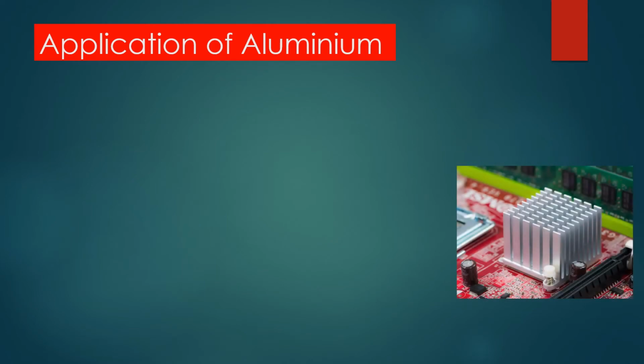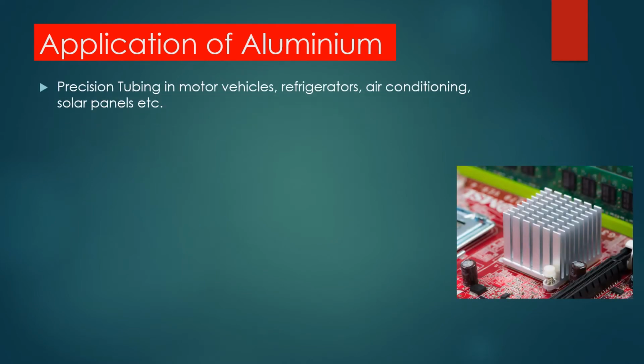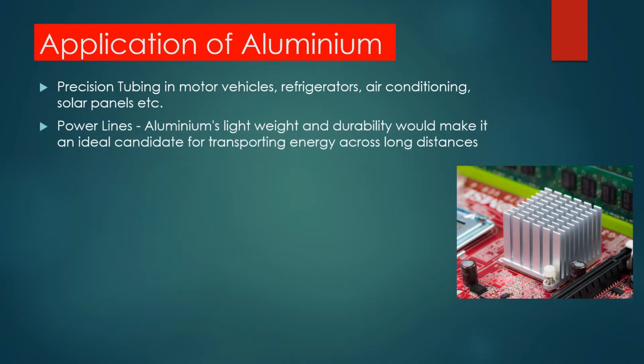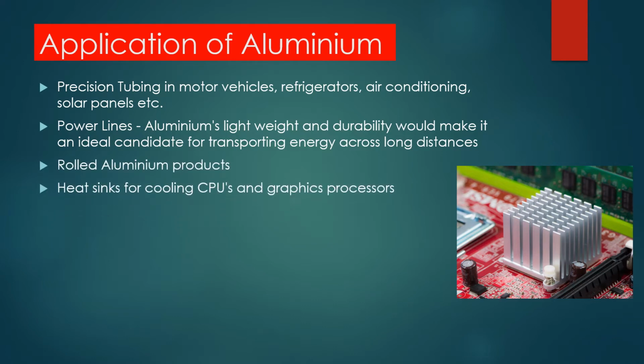Application of aluminium. Aluminium is usually used for precision tubing in motor vehicles, refrigerators, air conditioning, solar panels, and etc. Power lines: this is because aluminium's lightweight and durability make it an ideal candidate for transporting energy across long distances. It is also used for rolled aluminium products, heat sinks for cooling CPUs and graphic processors, and construction like skylights, bridges, ladders, etc.